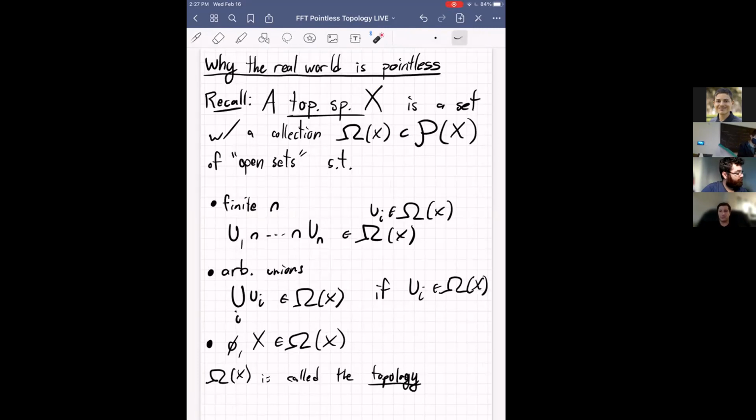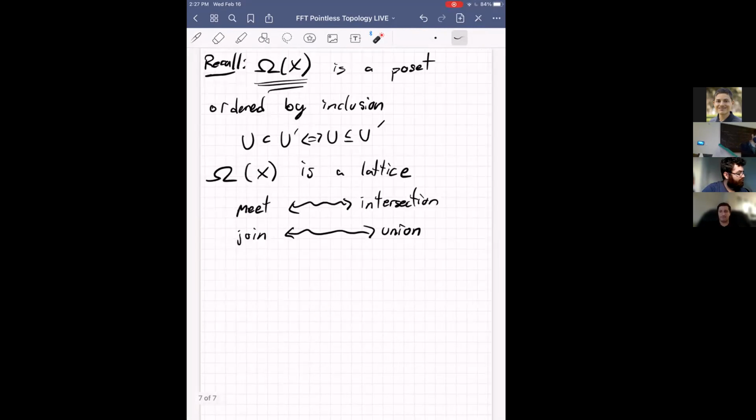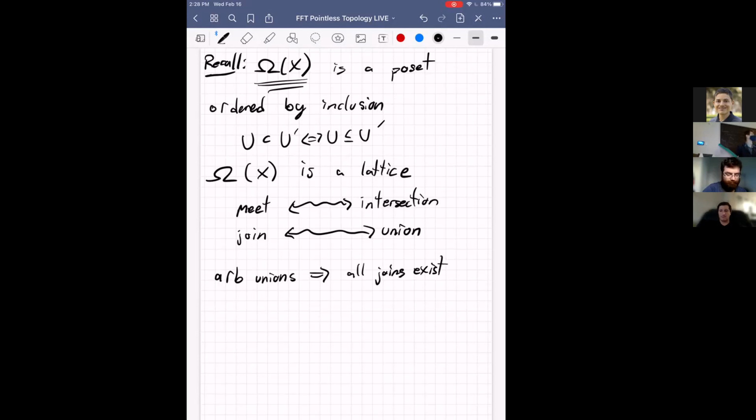We have that arbitrary unions are in our lattice. So given an arbitrary subset, arbitrary unions imply that all joins exist, right? And in this case, as Maki asked earlier, each subset actually has a least upper bound. There is a single thing that's the union, and it always exists.